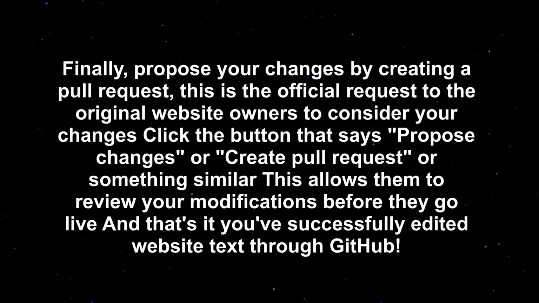Finally, propose your changes by creating a pull request. This is the official request to the original website owners to consider your changes. Click the button that says Propose Changes or Create Pull Request or something similar. This allows them to review your modifications before they go live. And that's it. You've successfully edited website text on GitHub.